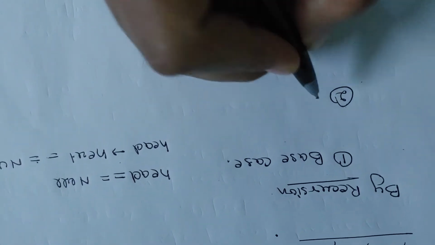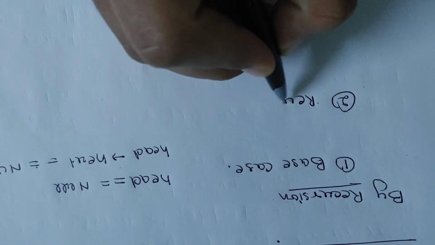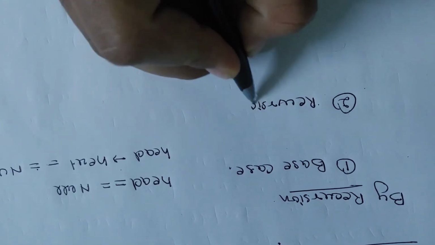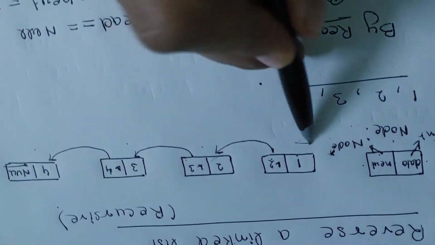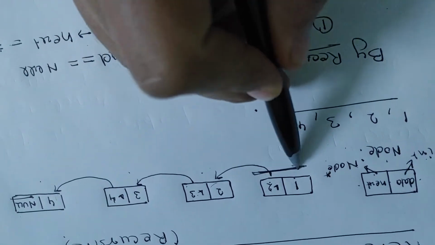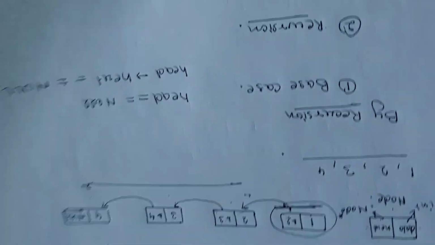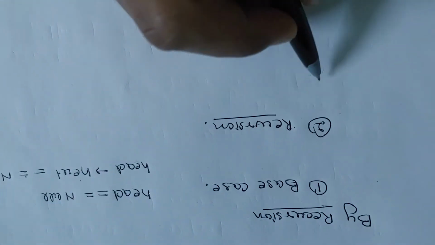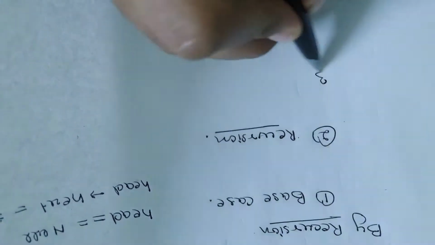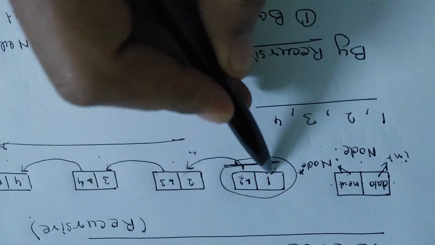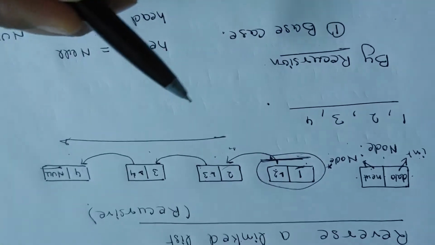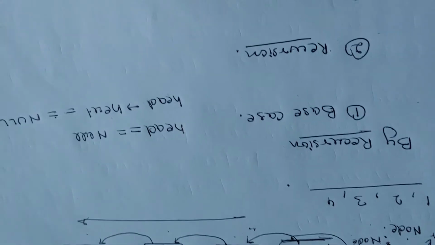Okay, and then we have to call the recursion. That's the easiest part. We'll do it for the first node, and we'll expect that the recursion will find everything for the other nodes. So we'll call the recursion, and then we'll attach our first element, our data 1, at the end of the linked list. So let's see how it does.